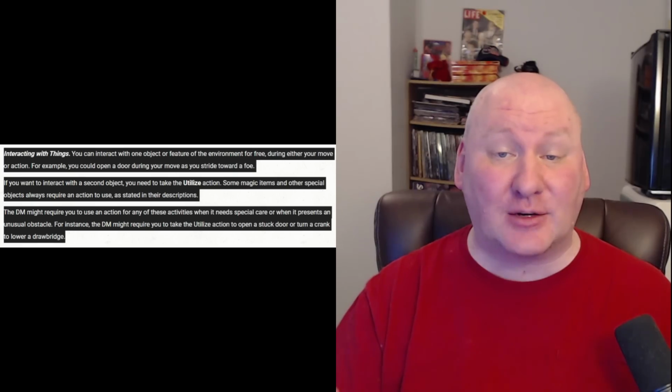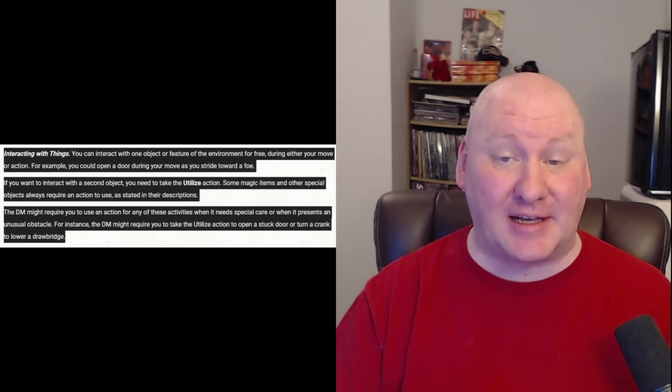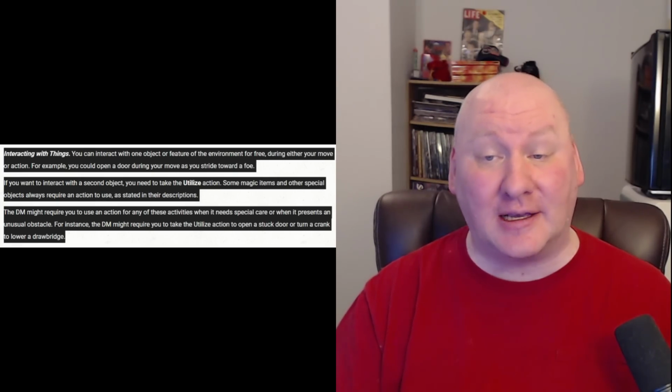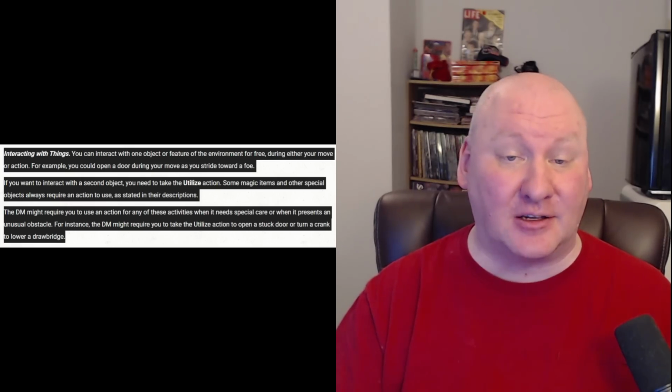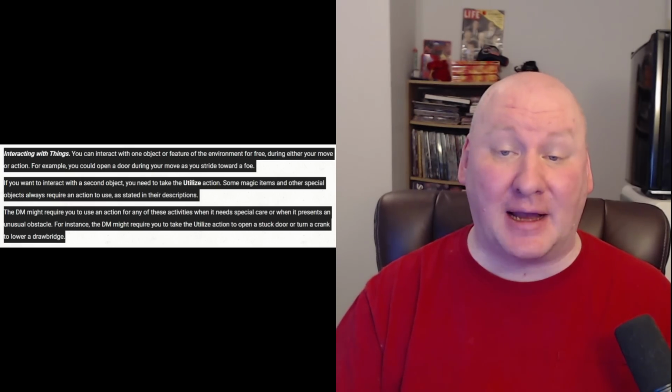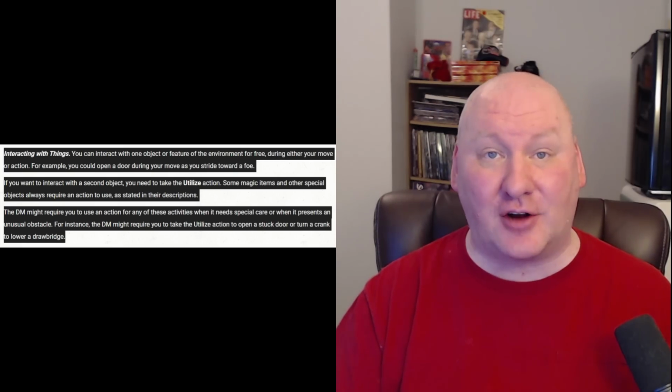For example, you could open a door during your move as you stride towards a foe. If you want to interact with a second object, you need to take the utilize action. Some magic items or other special objects require an action to use, as stated in their descriptions. The DM might require you to use an action for any of these activities when it needs special care or when it presents an unusual obstacle. For instance, the DM might require you to use the utilize action to open a stuck door or turn a crank to lower a drawbridge.